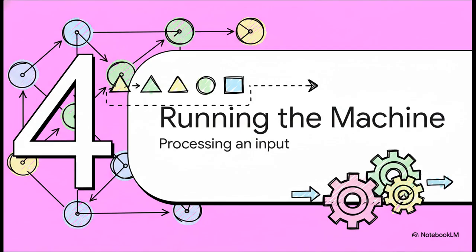All right, theory time is over. We have our blueprint with all 5 parts. Now let's actually build the machine and watch it run. We're going to feed it a string of inputs and trace its journey, one symbol at a time.